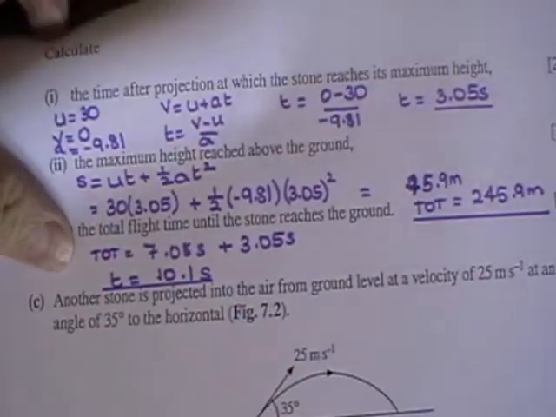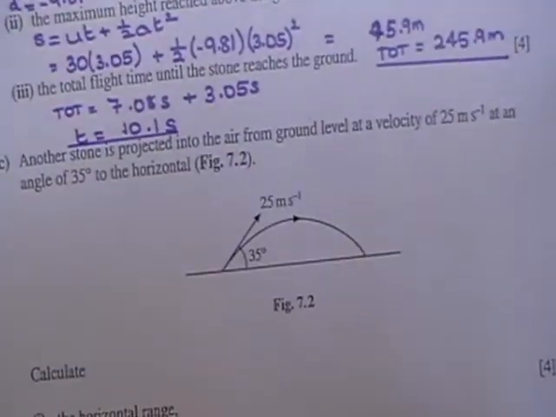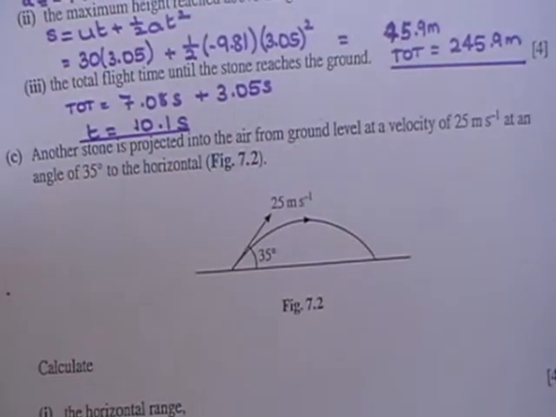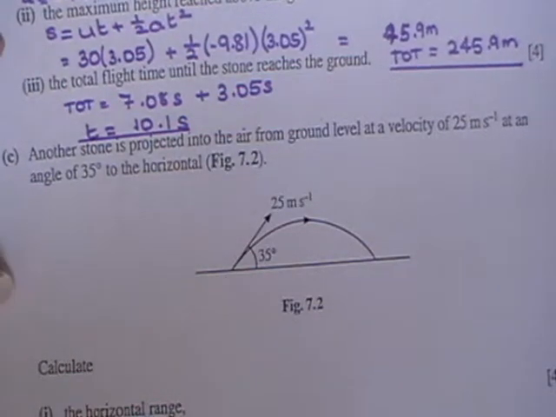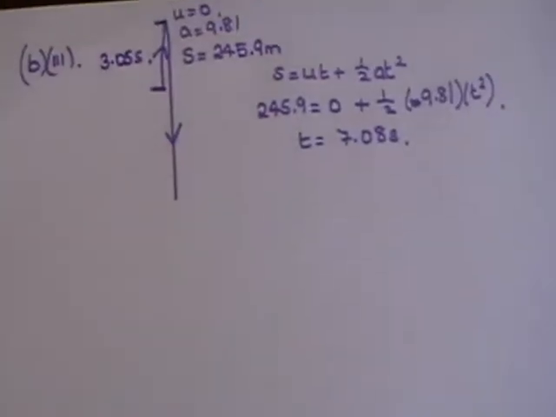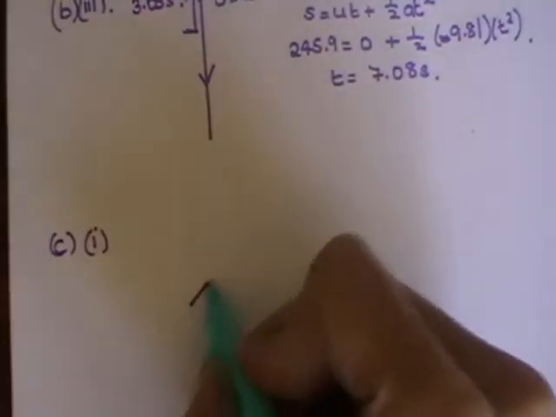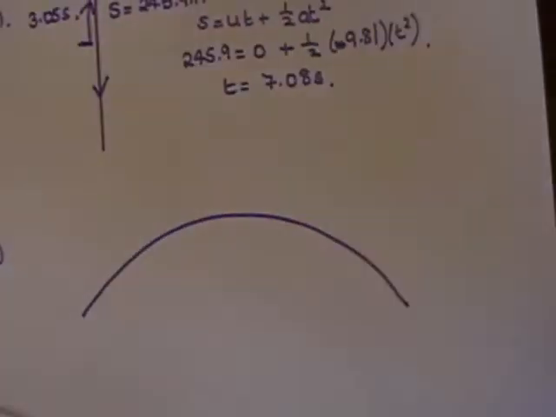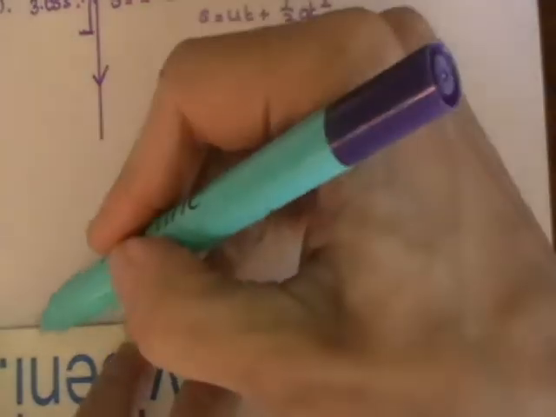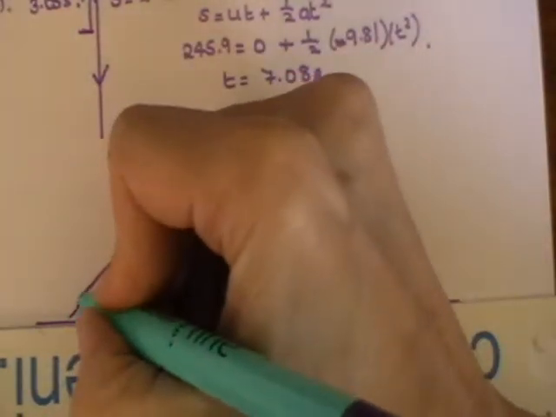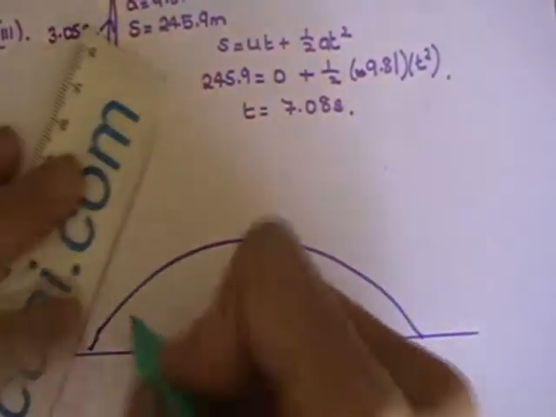Another stone is projected into the air from ground level at a velocity of 25 metres per second at an angle of 35 degrees to the horizontal. Calculate the horizontal range and then calculate the magnitude and direction of the velocity 0.6 seconds after projection. So if we look at this, this is part C and it's part 1. If we draw out our projectile like that and draw a horizontal ground underneath it, you know that it's projected from here.